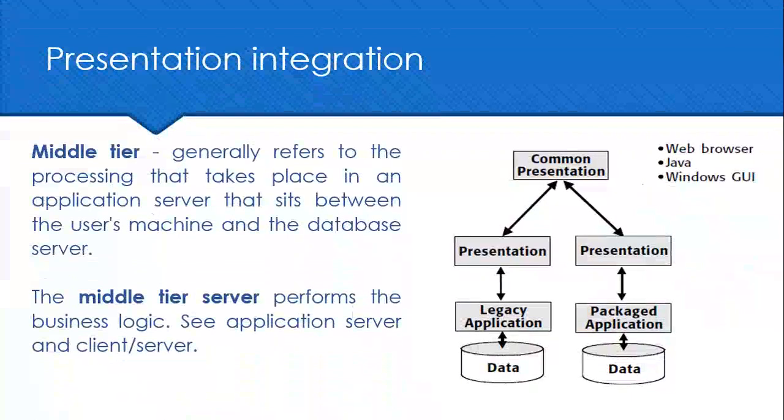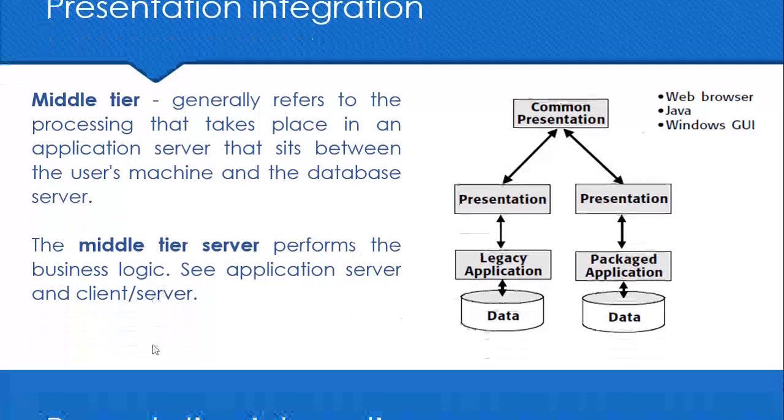Okay. So if we talk about the middle tier, it generally refers to the processing that takes place in an application server that sits between the user machine and the database servers. If we deal with user machines, one major example in banks is what? The ATM machines, no? And then the database server. So the middle tier server performs the business logic. Okay? So we will be seeing the application server and client server.